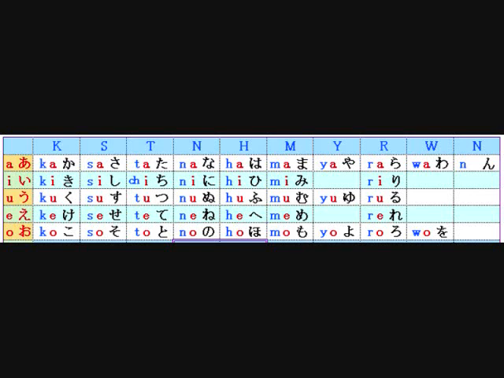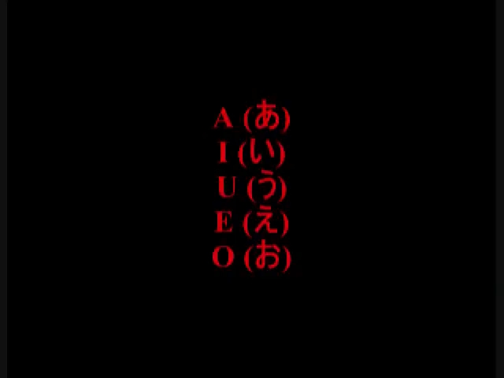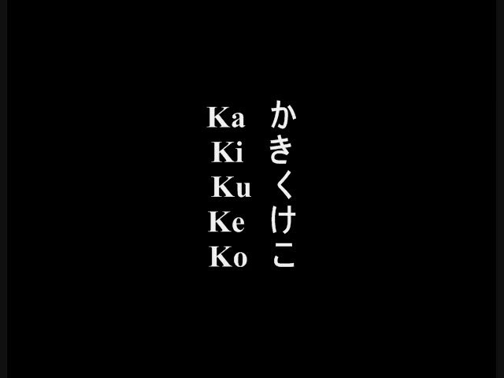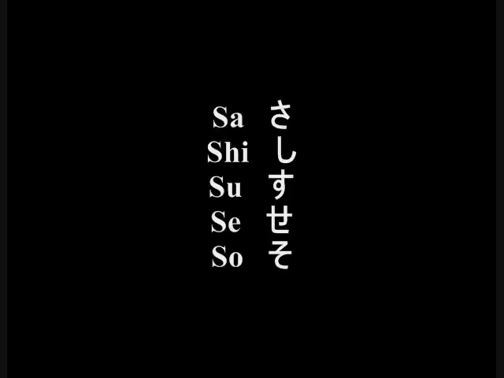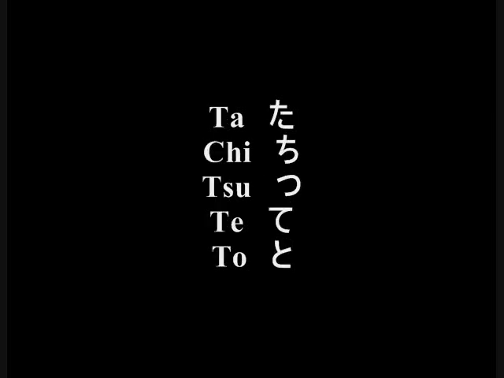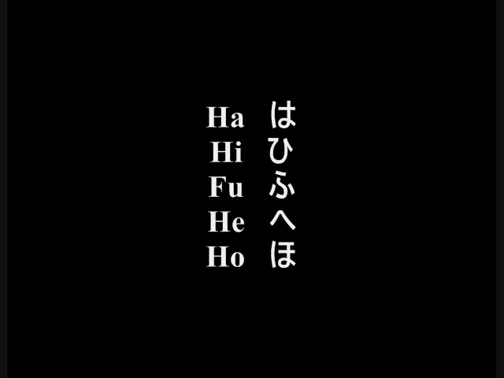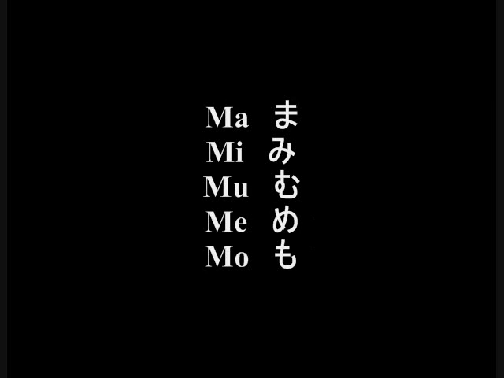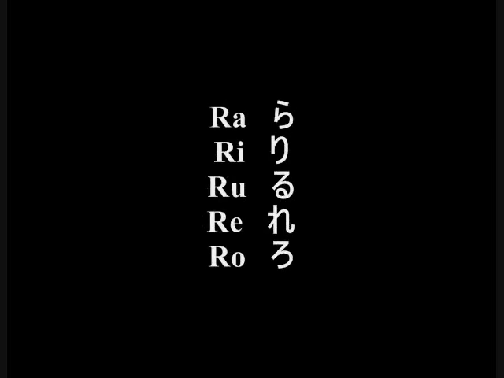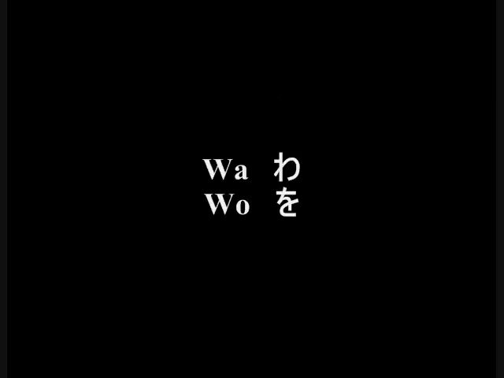The proper pronunciation of this chart is as follows: a, i, u, e, o, ka, ki, ku, ke, ko, sa, shi, su, se, so, ta, shi, su, te, to, na, ni, nu, ne, no, ha, hi, hu, he, ho, ma, mi, mu, me, mo, ya, yu, yo, da, di, du, de, do, wa, wo.